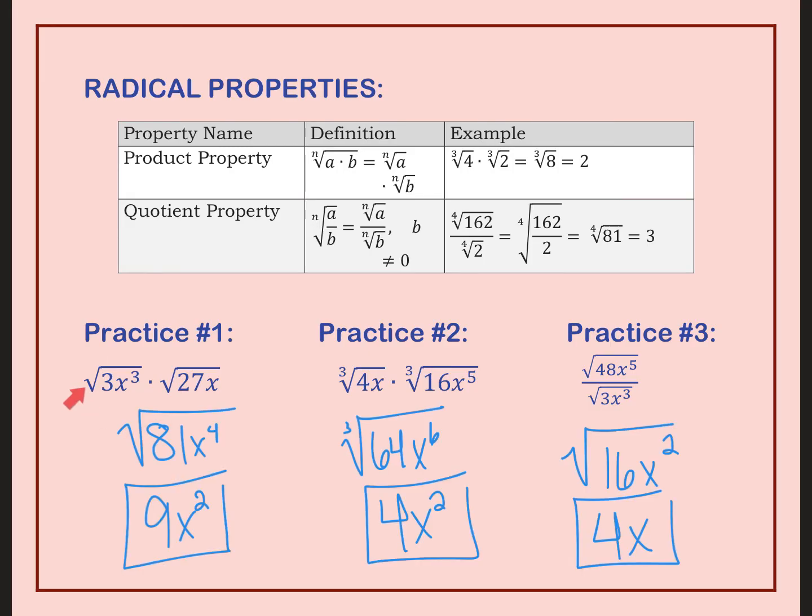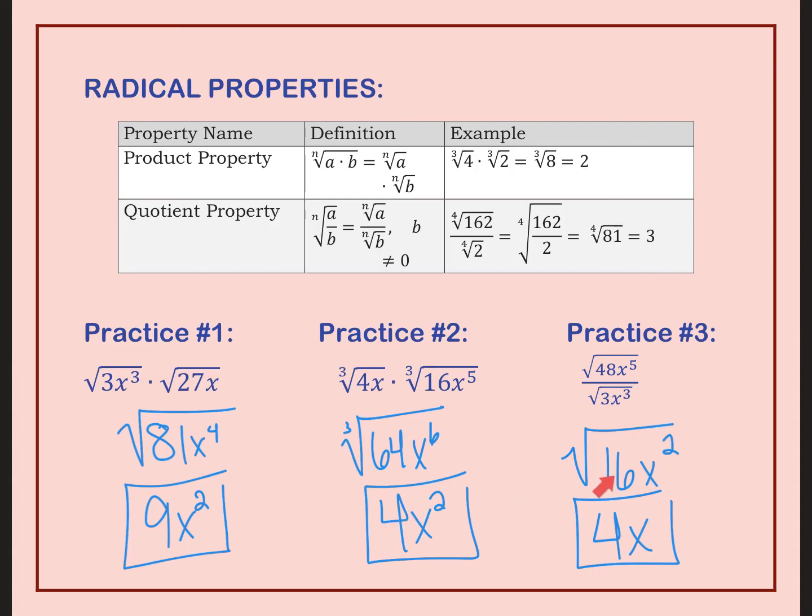Hopefully these were easier for you. When we multiplied these together, we multiplied the numbers, got 81, and we added the exponents and got 4. Now remember, when I'm taking the square root of something to the 4th power, I divide by 2, and I'm getting 9x squared. On this one, when I multiplied the numbers, I got 64, and with the x's, I added them. And because I'm taking the cube root, the cube root of 64 is 4, and the cube root of x to the 6, so 6 divided by 3 is 2.